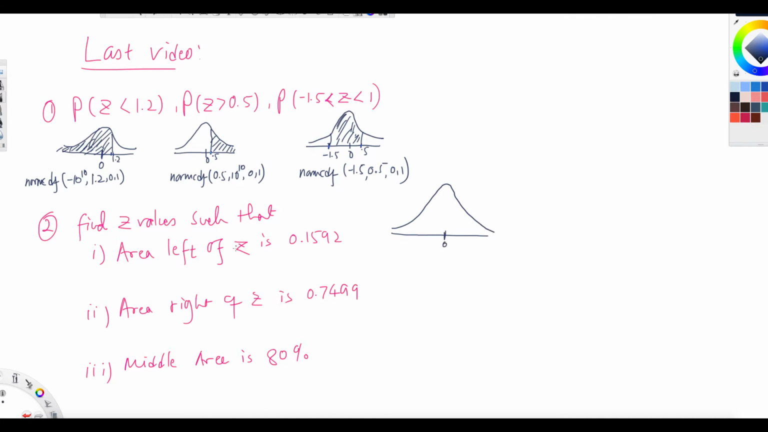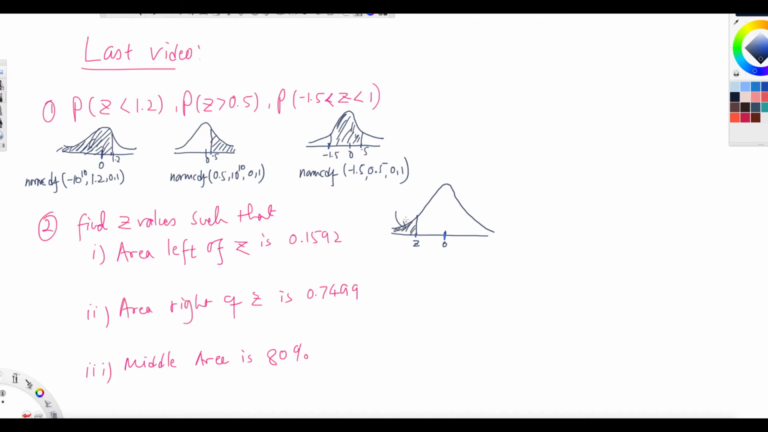So it says you need to find the G value so that the area left of G is 15.92%, right? So where does G fall? Does G fall on the right side or left side? Since the area left of G is 15%, it must be somewhere here. G must be somewhere here, so that the area left of G is 15%.